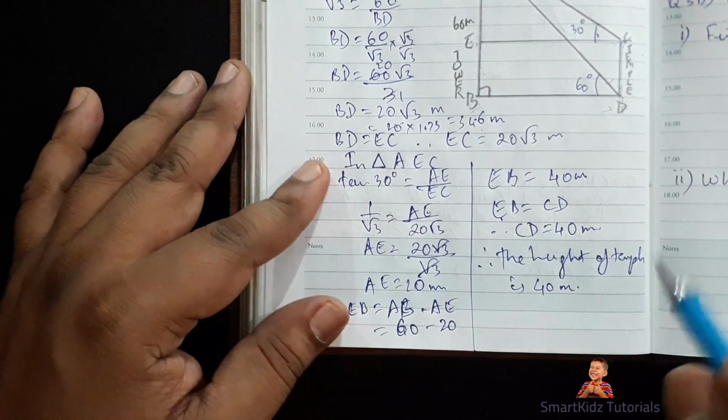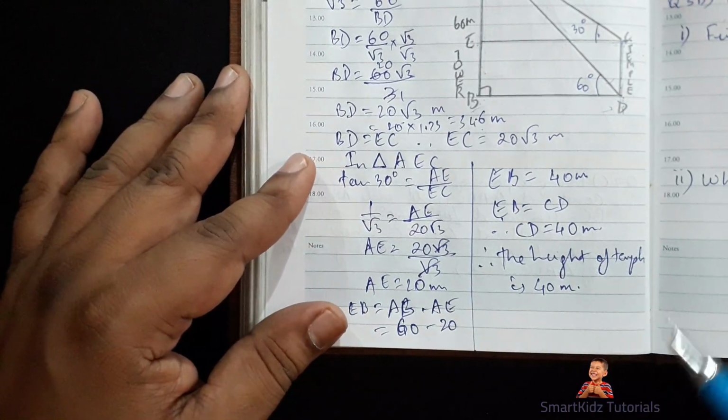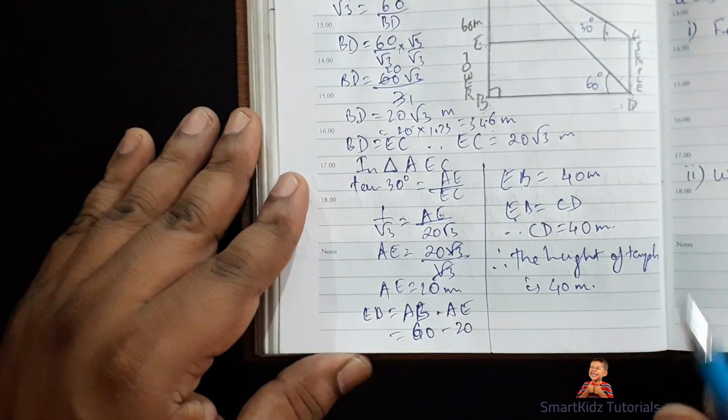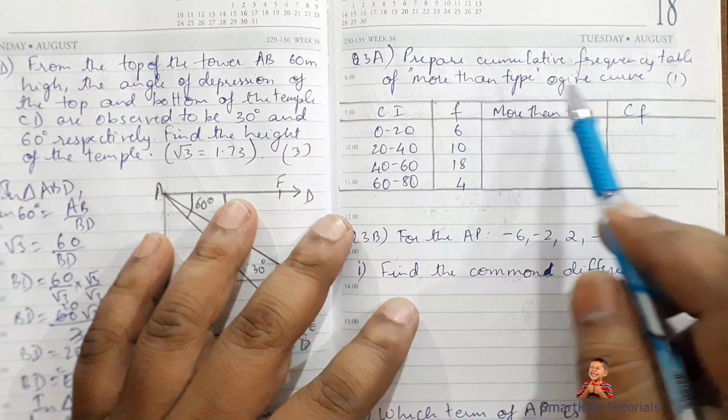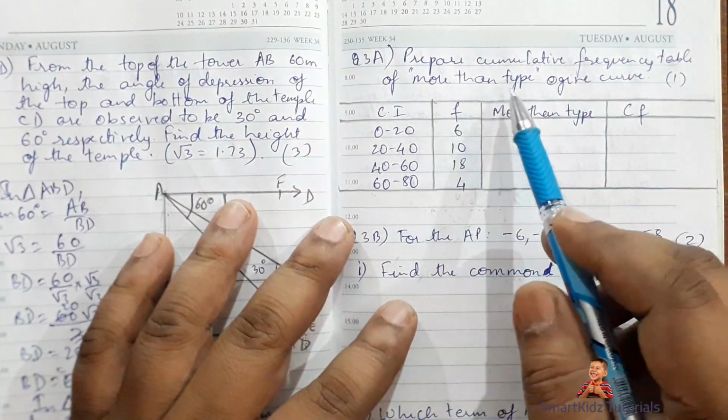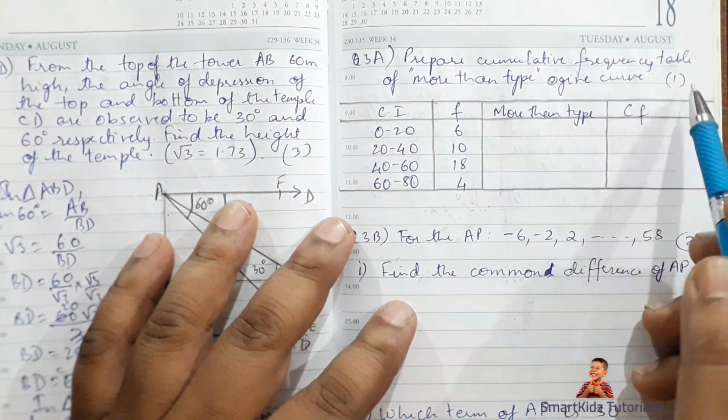Okay, this is for 3 marks. So with this we complete question 2. So we have now completed half of the paper, that is for 20 marks. Coming to question 3a, prepare a cumulative frequency table of more than type ogive curve for 1 mark.